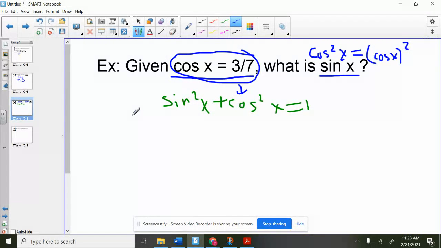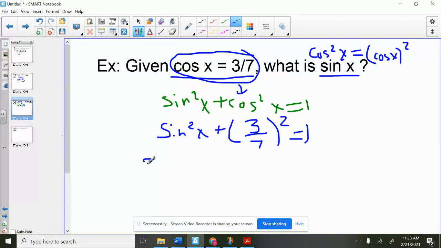So when I simplify this, I'm going to say that the sine squared here plus I'm going to take this value and square it, because it gives me what cosine is. So I'm replacing cosine of x like this, and this is now 3/7. Notice that I take that fraction and I square it. When you square a number, you square the top and bottom. So 3 squared, that's 9, because that's 3 times 3, and 7 squared, that's 7 times 7, so that's 49.